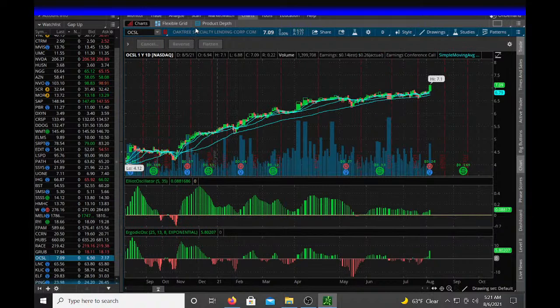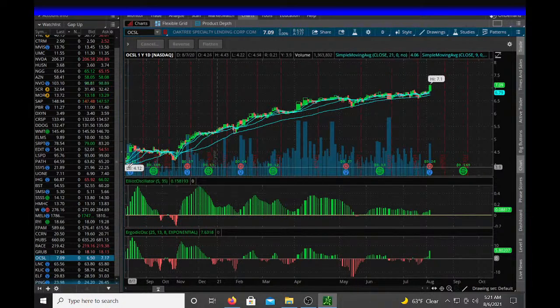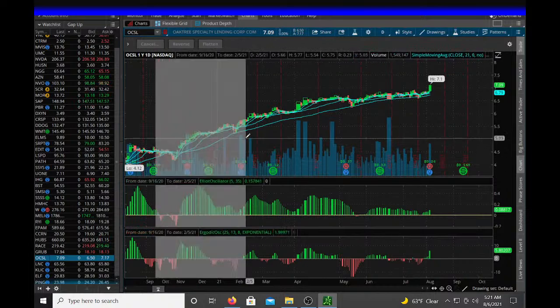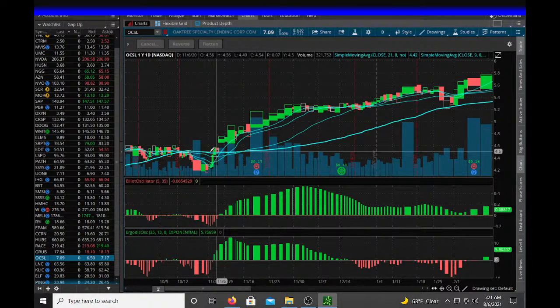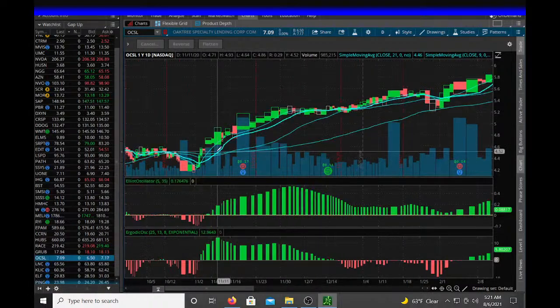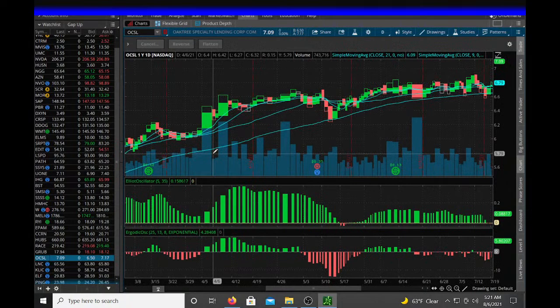Oak Tree Specialty Lending. They had a nice pop up, traded sideways and slightly down, had a dip. And you could have caught this nice move right in here. This would have been a good buying opportunity, or confirmation per se. And depending on which moving averages you're using for your signals.